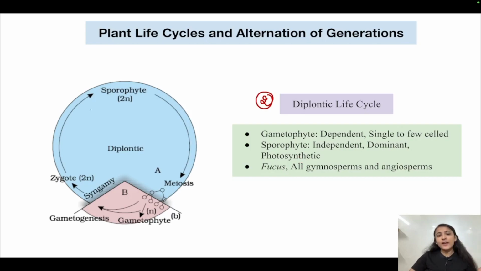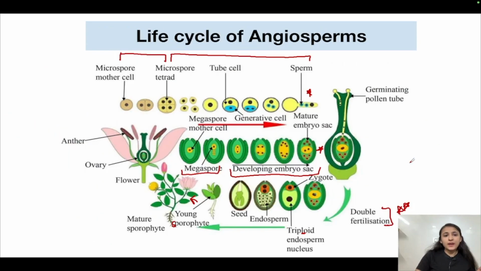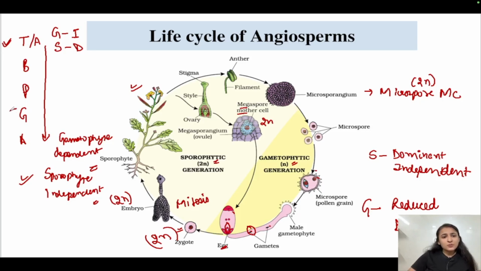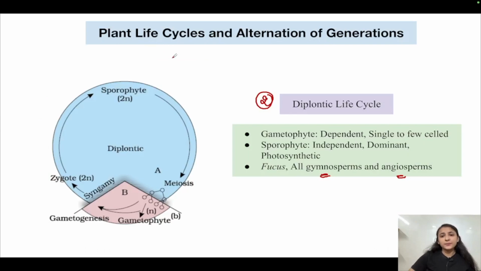And this kind of life cycle is seen in all the gymnosperms and angiosperms, because as we are moving down in the plant groups evolution, in the gymnosperms and angiosperms, we are seeing that the gametophyte is becoming dependent and the sporophyte is becoming independent. So the same is happening here. The gametophyte is reduced and dependent on the sporophyte, whereas the sporophyte is an independent, free living, dominant, multicellular structure. Whereas the gametophyte is dependent and only single to few celled, if we talk about algae. In gymnosperms, it could be few celled to more than a few cells.